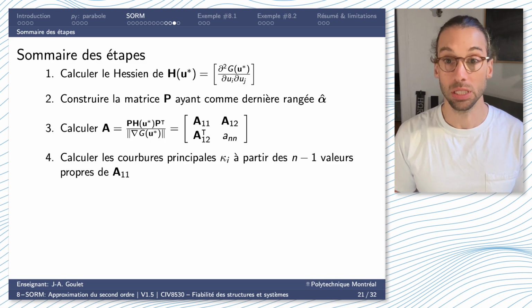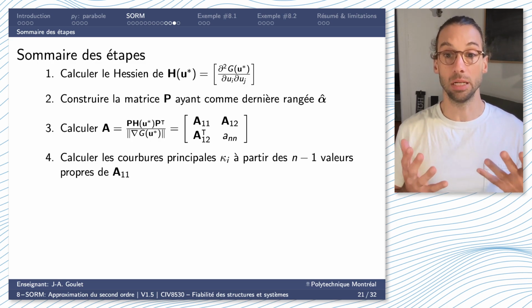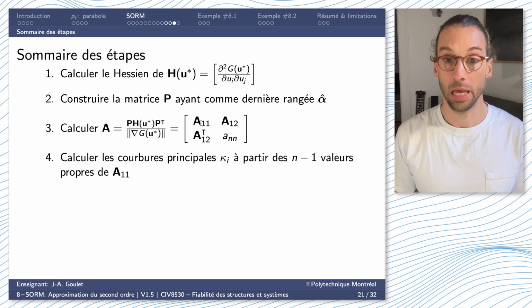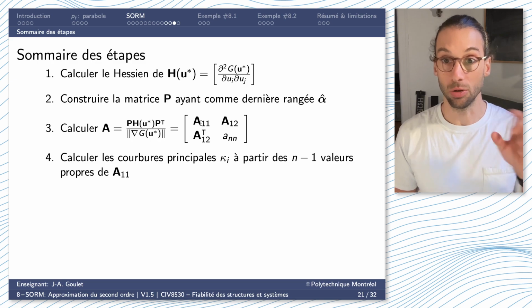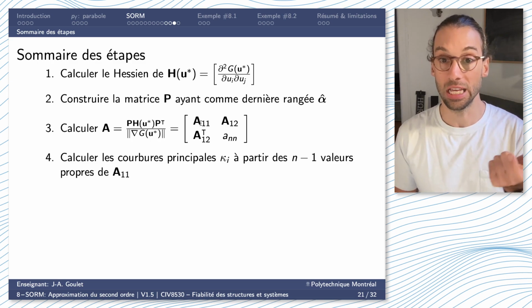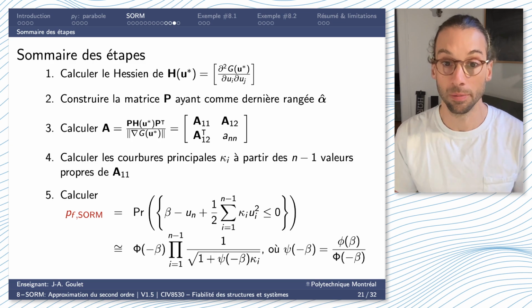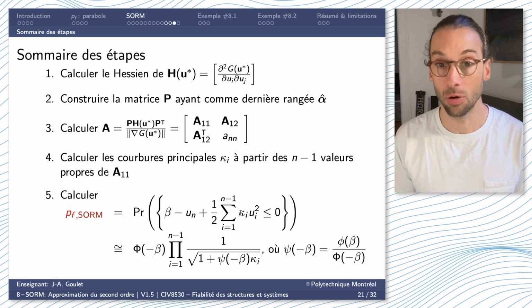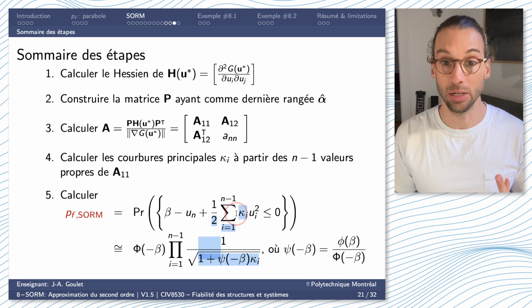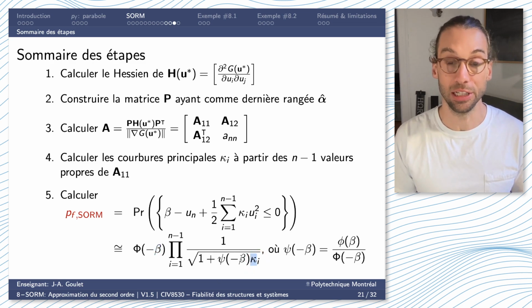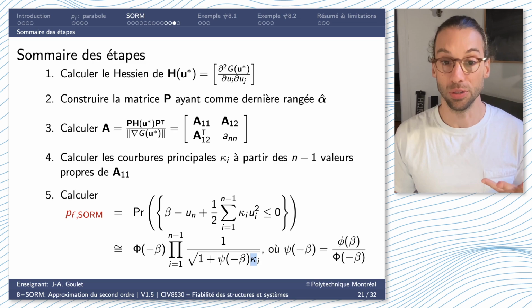And what we're going to do is simply an eigenvalue decomposition of that A11 term. The eigenvectors are going to be our Q matrix, the second transformation. Eigenvalues are going to be our kappa i, our principal curvature. And in practice, we don't necessarily need that Q. We're only going to use the kappa i, the principal curvature, because once I have the beta from a FORM analysis and I have the kappa i, I can directly compute that probability of failure using a SORM analysis.